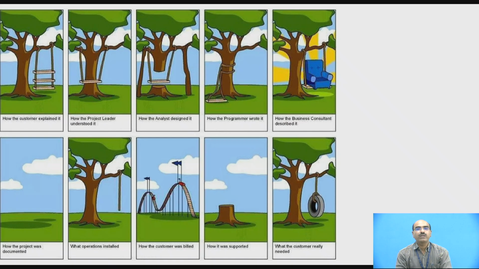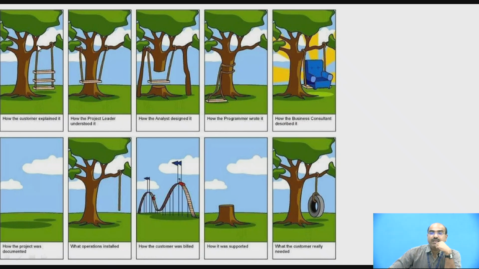Here is the scene. The customer explains what his requirements are, like in this type of swing, where he explains that I need a tree and there would be a type of swing where I want things like this, that a secured type of swing should be there. Okay. How did the project leader understand it?